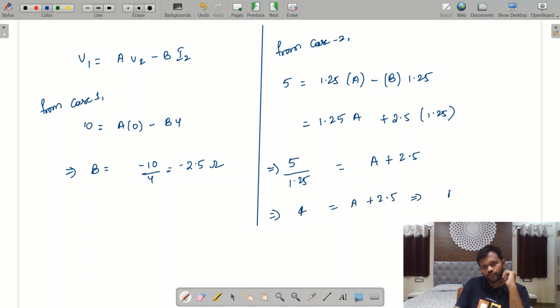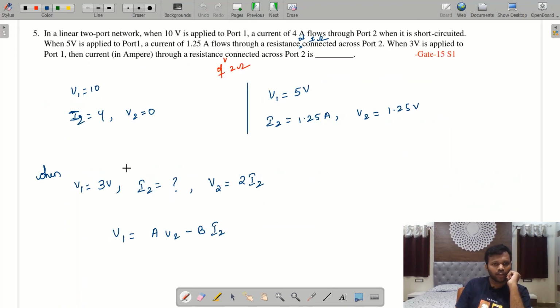Now what is the value of A? A equal to 4 minus 2.5, which will be 1.5. Okay, there will be no units for A, right? So now we have found the parameters A and B. Now what they are asking: if a voltage of 3 volts is applied.